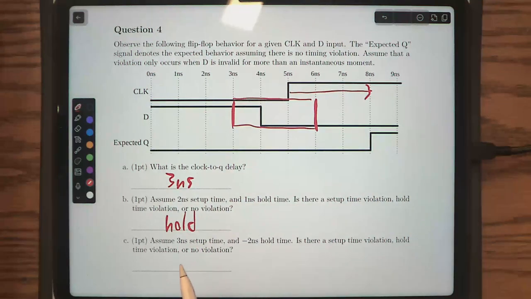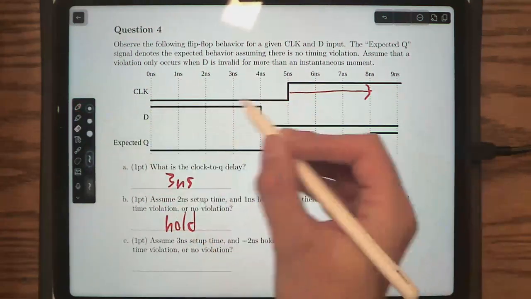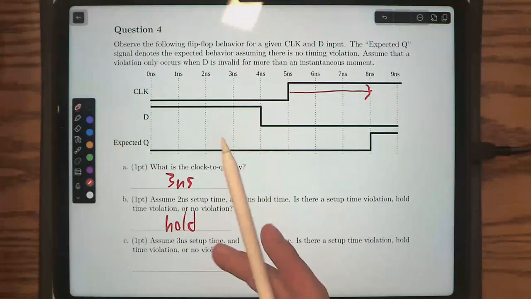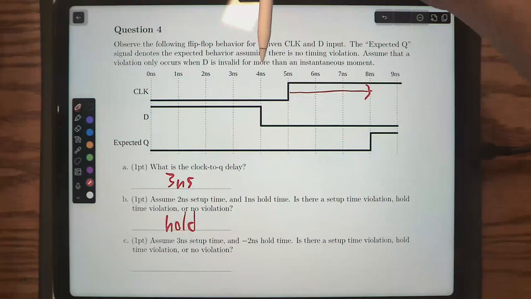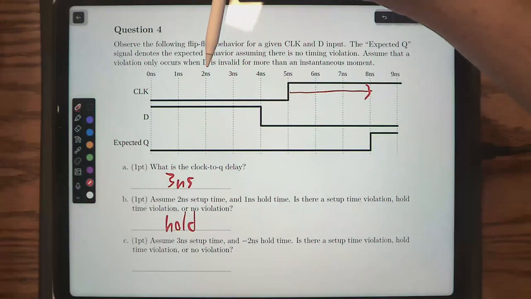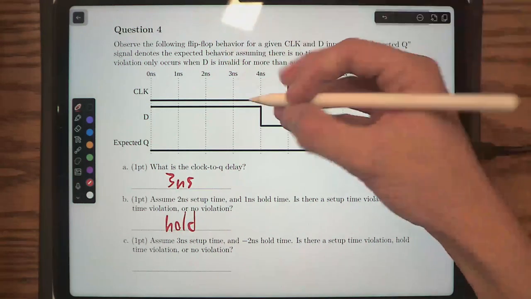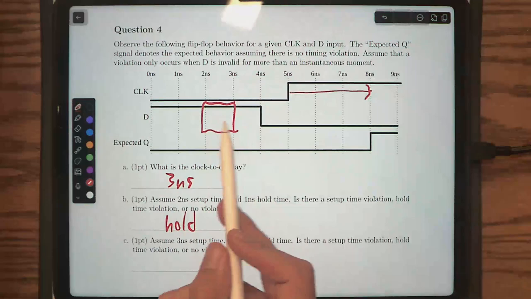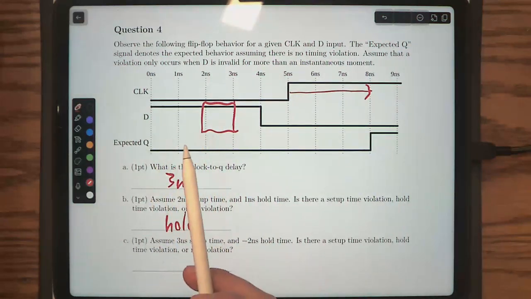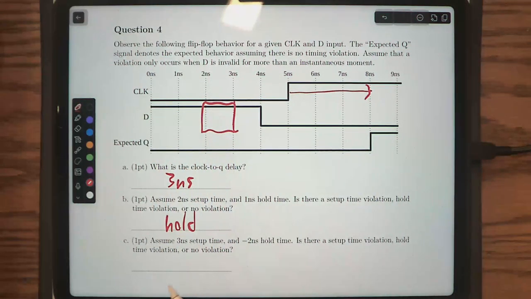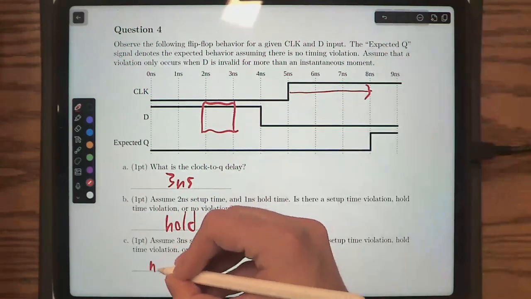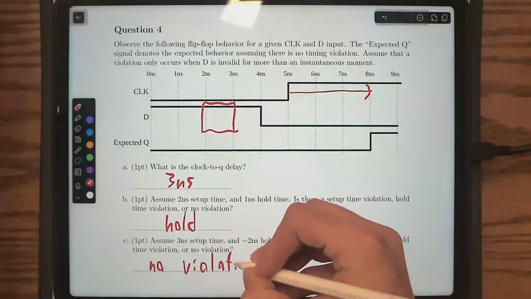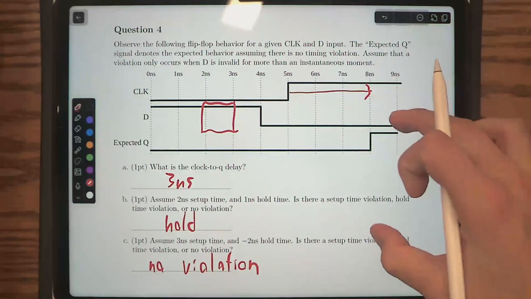Now let's just quickly do this. Assume 3 nanosecond setup time. What region on this timeline would be the timing aperture for part C? It starts at 2 nanoseconds and goes until when? Okay, so it's just this region right here. And is D held at 1 for the entire duration of this? Yes. So therefore, what is the violation? No violation. Cool, good stuff.